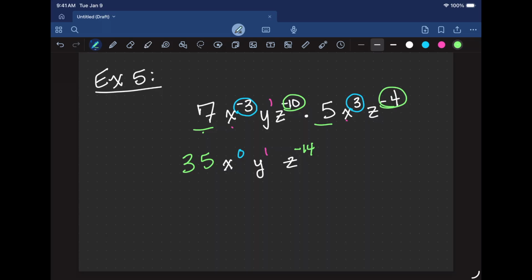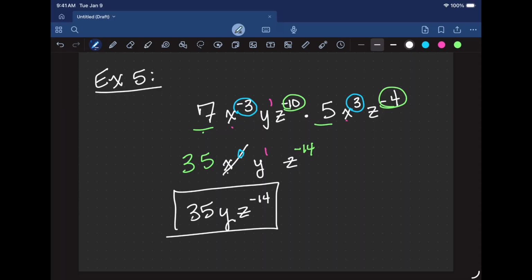So when I go through this, I want to look at what I can simplify. So 35 is going to stay the same. I have x to the power of 0. So if I have 0 x's, that's the same as me just not writing it. Okay, then I'm going to put my y. When I have the exponent of 1 here, we don't need to keep that for our final answer. We're going to go back to making that exponent invisible. And then for z to the -14, we're going to leave that at the top, and we will work with negative exponents in a different video.